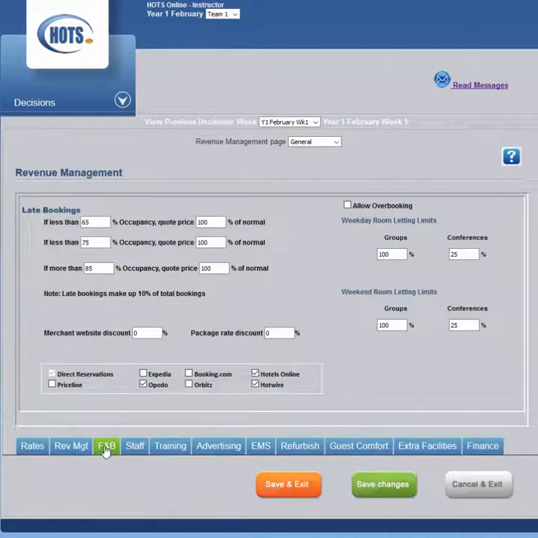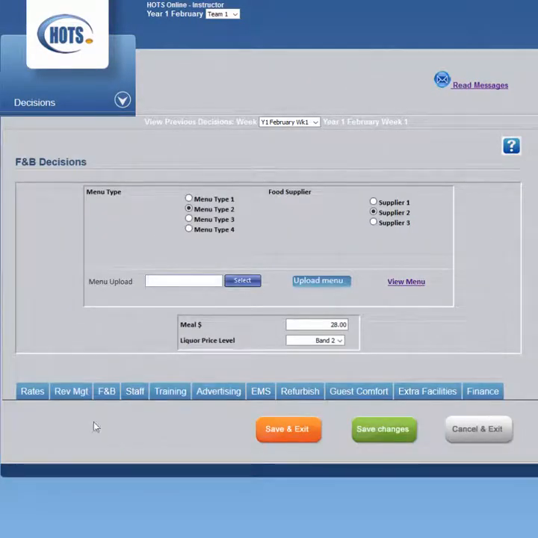Other decision areas include strategic decisions on F&B. The help file provides a lot of background information on different styles of menu. Basically, menu type 1 is a very simple table d'hôte menu, and we go up to increasing complexity to menu type 4, which is a full a la carte.